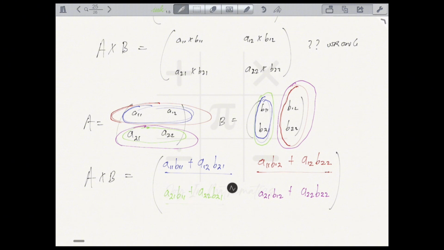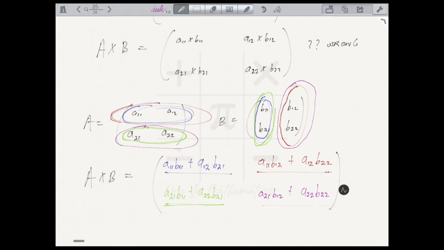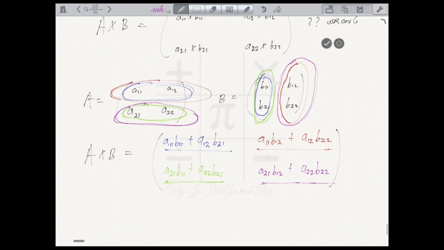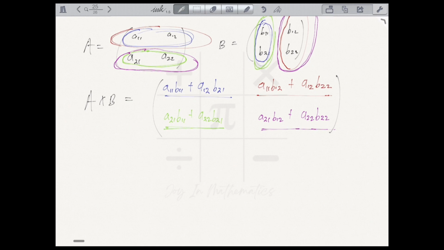Next, this is the second row and the first column. So this will result in the second row of matrix A and the first column of matrix B. Second row, first column. And finally, we have this, which is the second row and the second column. So we have the second row of matrix A and the second column of matrix B. Now, it's quite interesting. So let's take a quick example to establish understanding of this principle.